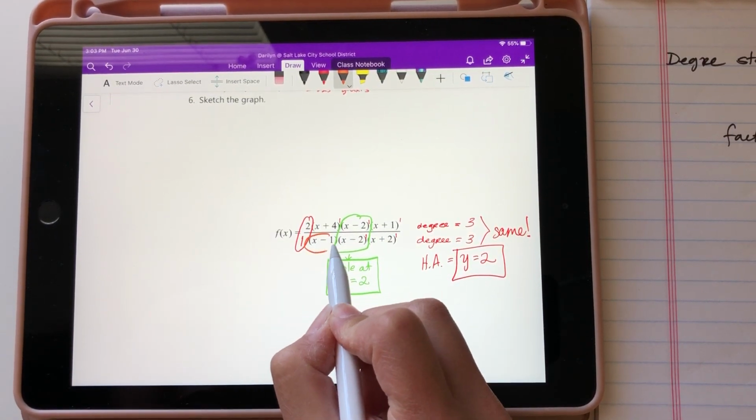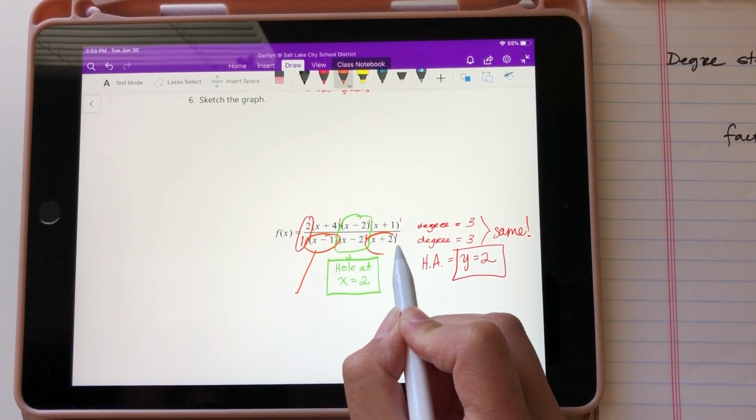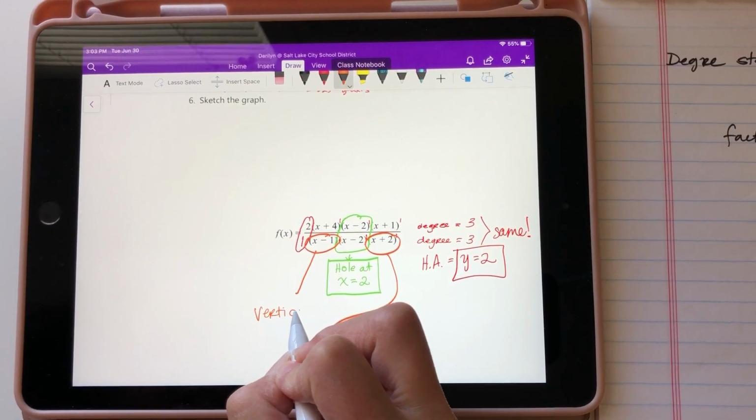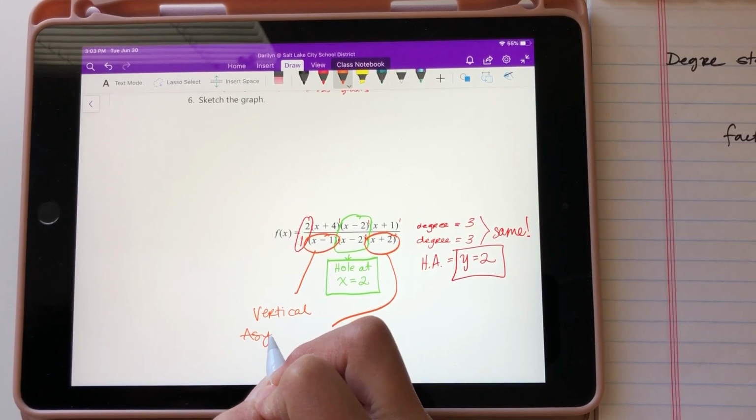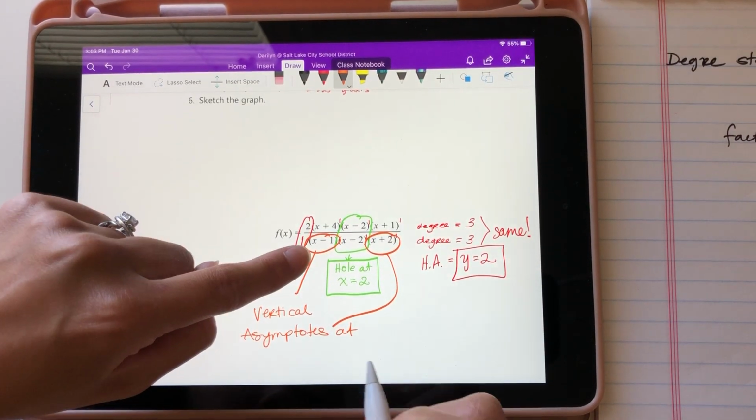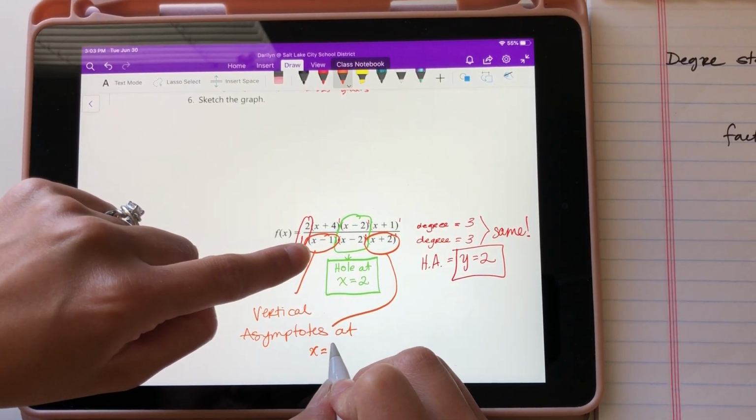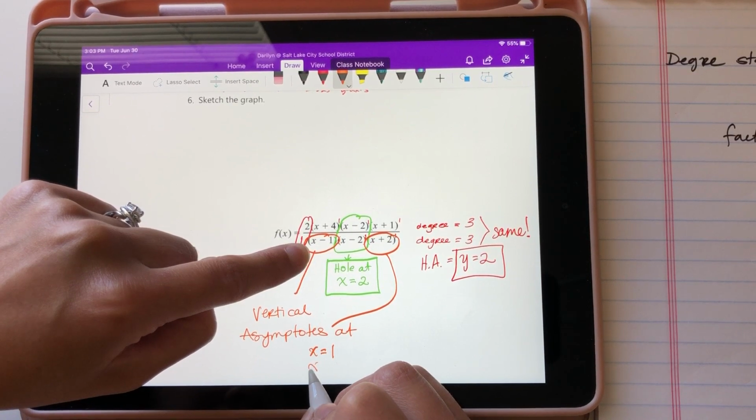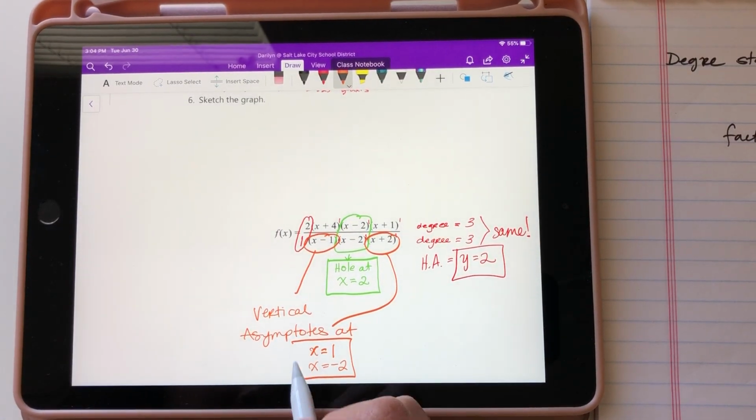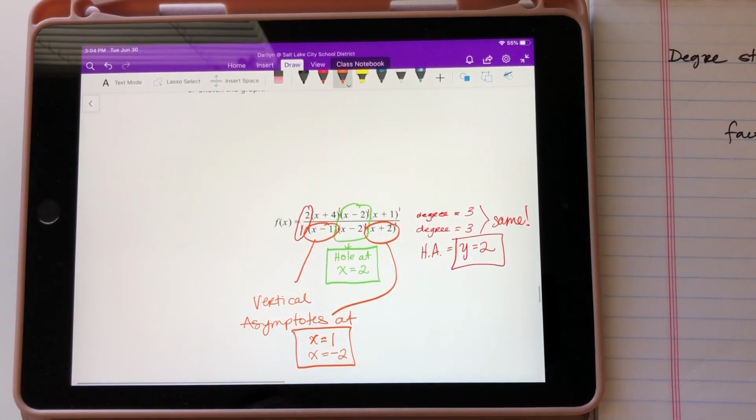So I notice that I have one here, and I notice that I have one here. So that tells me I'm going to have vertical asymptotes at, this one is going to be x equals positive 1, and this one is going to be x equals negative 2 because they're at the zeros. So those are my vertical asymptotes.